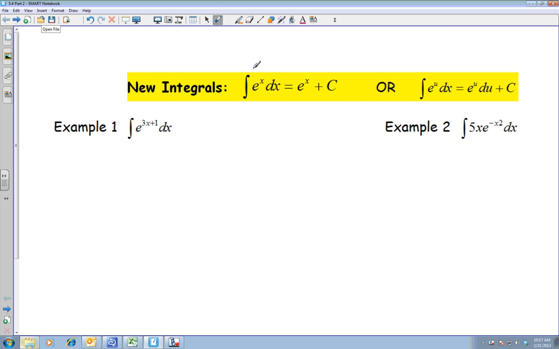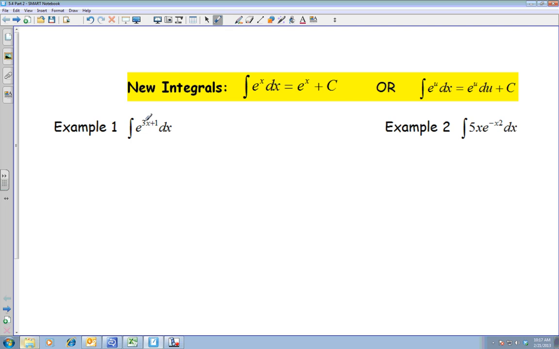It would just make sense that when I'm integrating e to the x, my answer is going to be e to the x. And since this is an indefinite integral, I need my plus c. Or if I'm integrating e to anything other than x, we're going to say that's e to the u, and that's going to be e to the u times the derivative of u plus c. Okay, so we're going to do example 1 together.